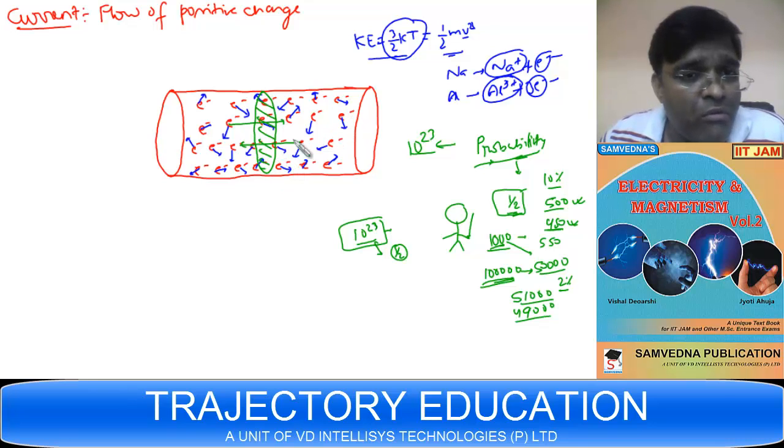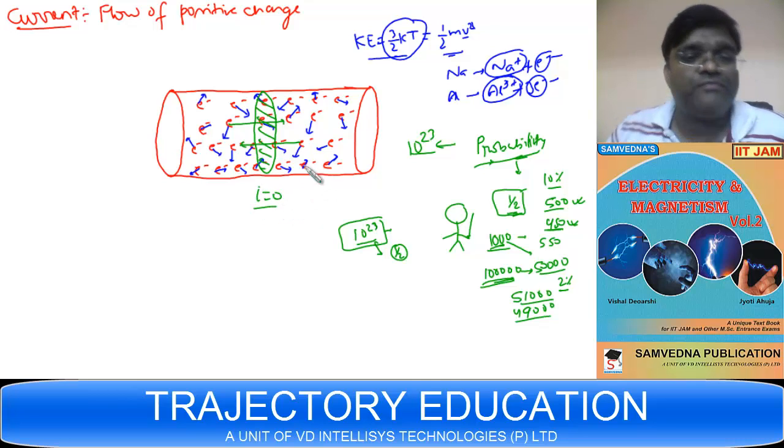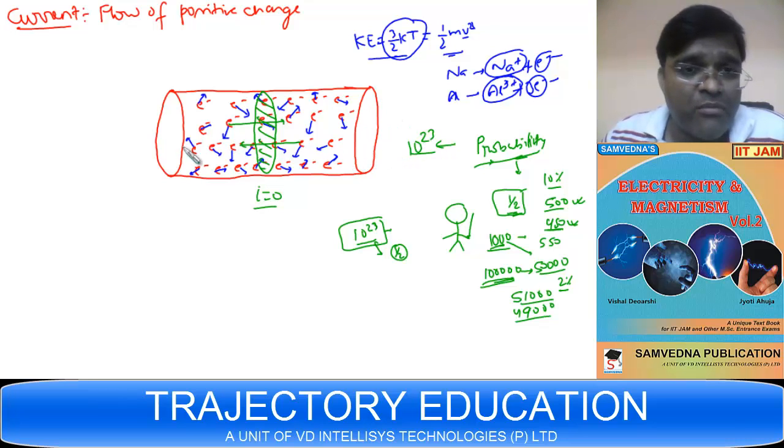We say 0. Why? Because for every electron moving from right to left, there exists an electron moving from left to right. So the net amount of charge passing across the surface is 0, so your I is 0. It means random motion does not generate any current. When you don't have a potential difference applied across the conductor, you don't have any current.